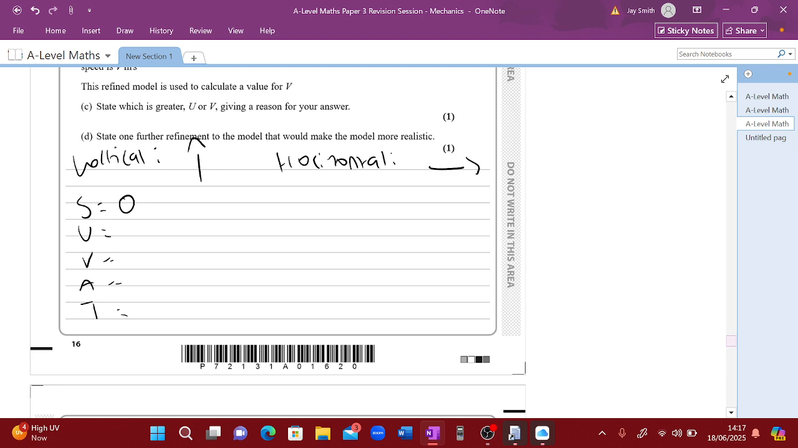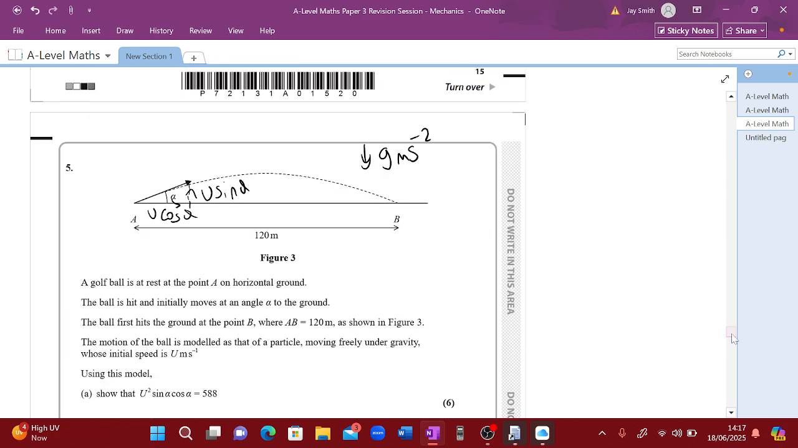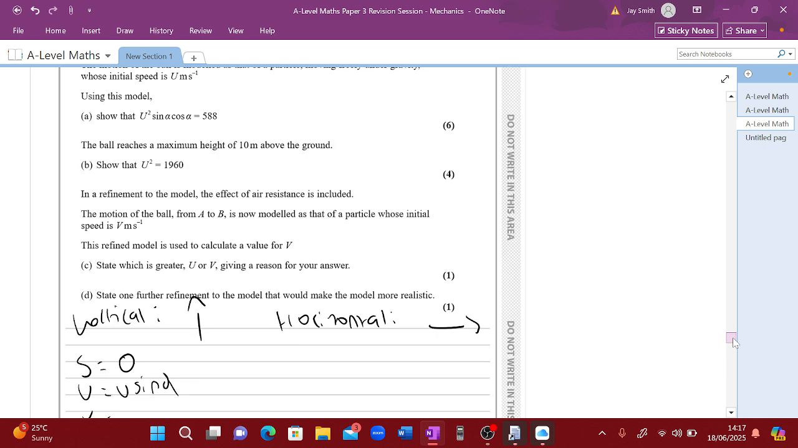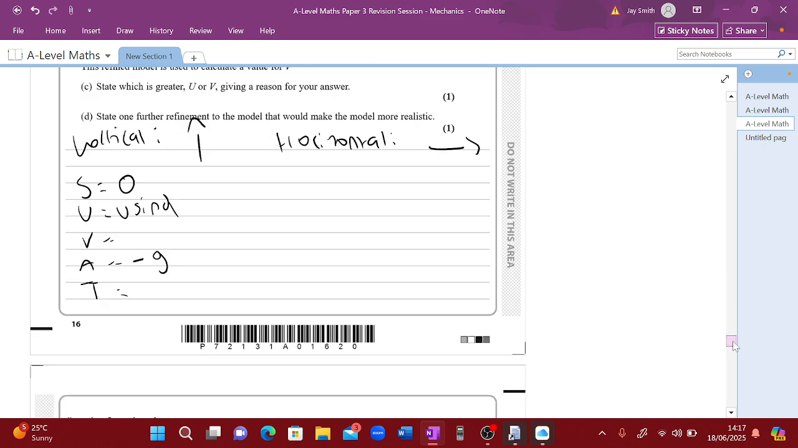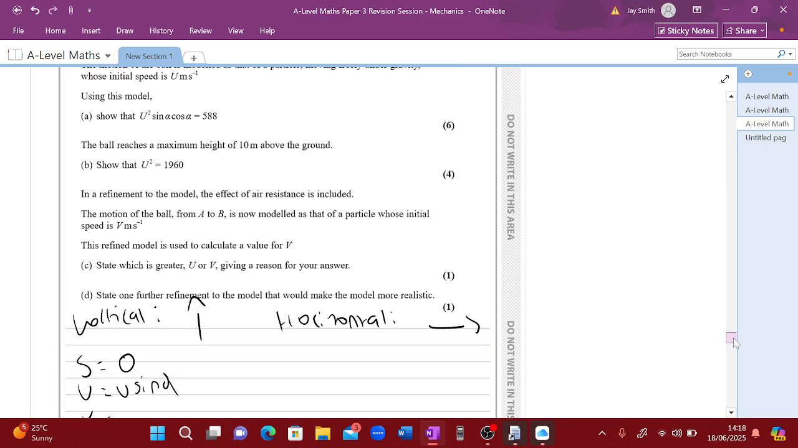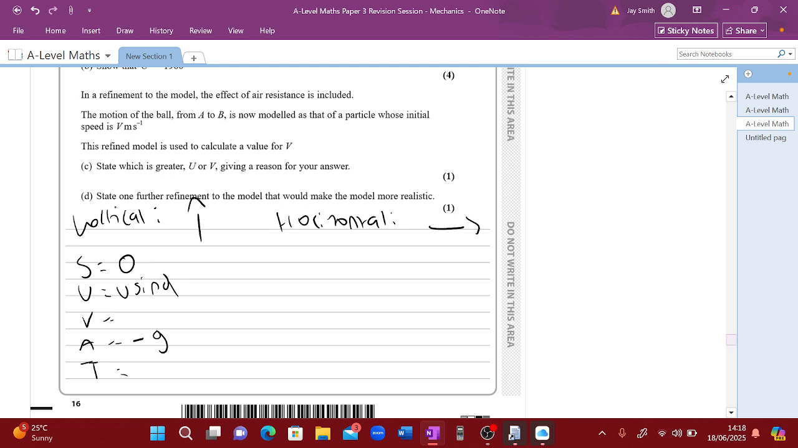Horizontally, we're going to go to the right. V, we don't know anything about. Let's leave it. That acceleration will be minus g because we're taking up to be positive, right? Because the speed is going up, and gravity, the acceleration, is going down. So if we're going up, we're opposing the gravity, so it's going to be minus g, and that will always be the same. Always minus g. Okay. And t, again, we don't know anything about. Let's leave it. We don't know two things. Okay, that's fine though.